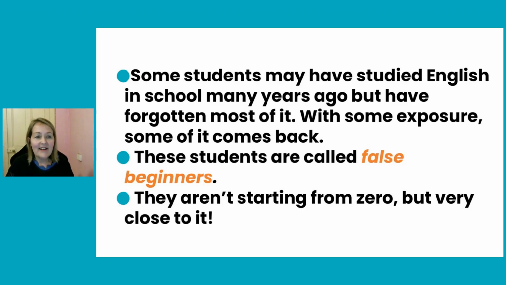Some students may have studied English in school many years ago, but have forgotten most of it. With some exposure with lessons, some of it comes back. These students are called false beginners because actually they do know some English. It just needs to be reignited. You need to remind those students. So they aren't starting from zero, but very close to it. So that's the slight difference. Some students really and truly know absolutely nothing, and some do know some, but they're out of practice, basically.